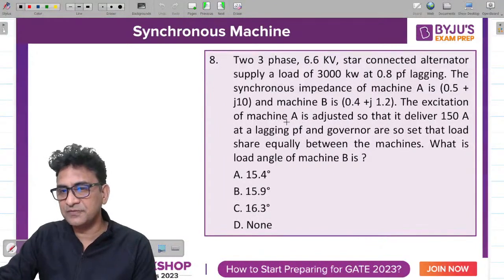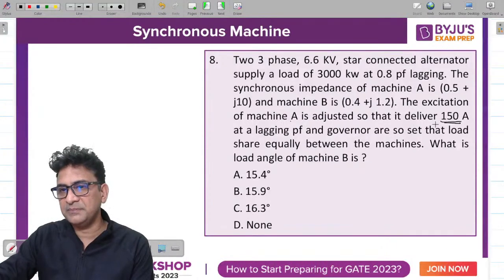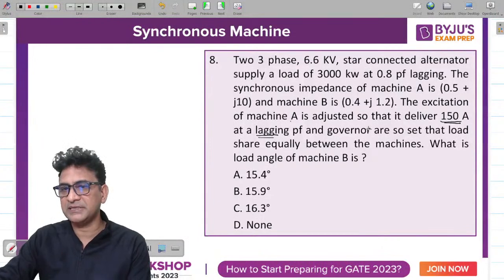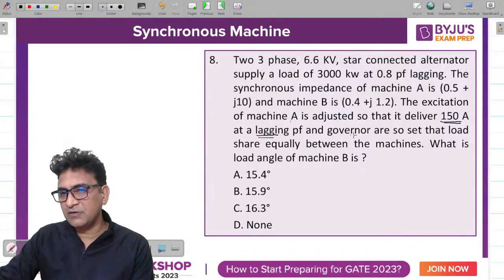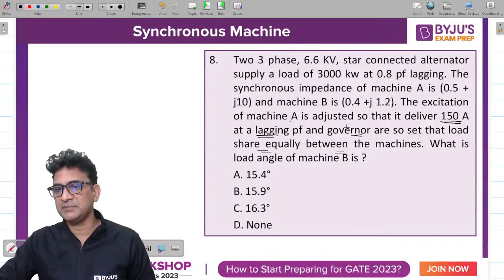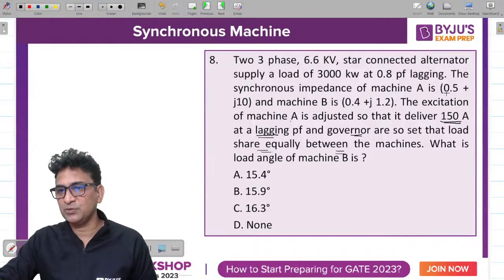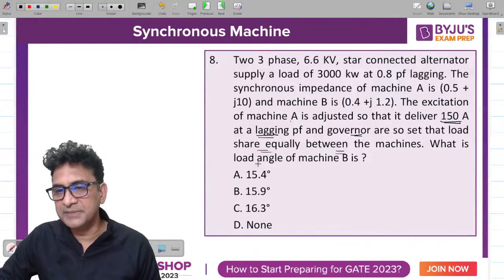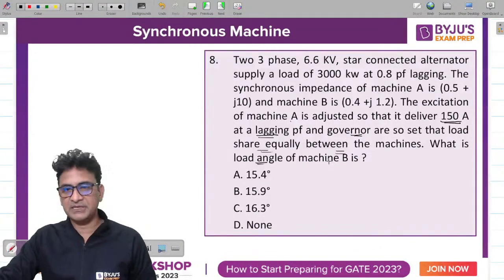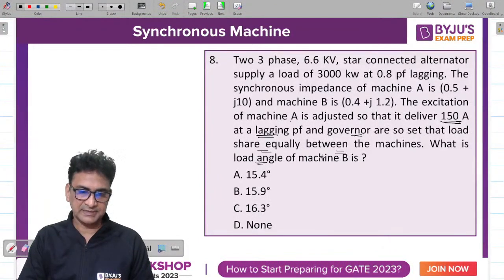The excitation of machine A is adjusted so that it delivers 150 ampere at a lagging power factor. Alternator A is giving 150 ampere at the lagging power factor, and the governors are so set that the load is shared equally between the machines. That means machine A and machine B are providing the same amount of active power to the load. What is the load angle, delta, of machine B?